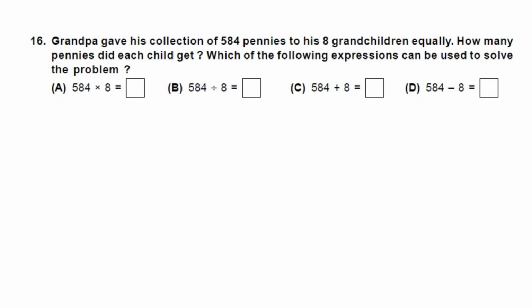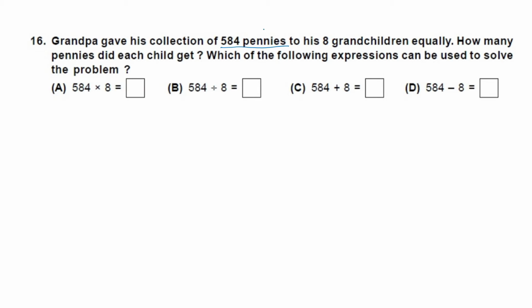This says, Grandpa gave his collection of 584 pennies to 8 grandchildren equally. How many pennies did each child get? Which of the following expressions can be used to solve the problem? This you should get quickly. I'll give you hardly some time to guess the answer.